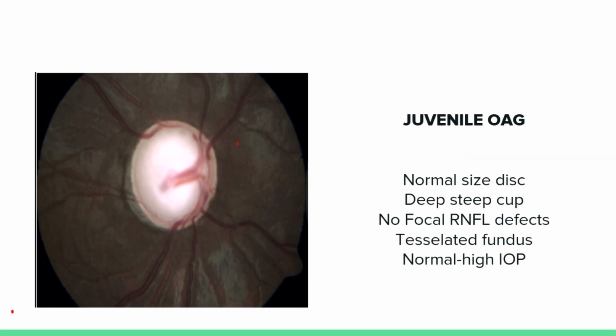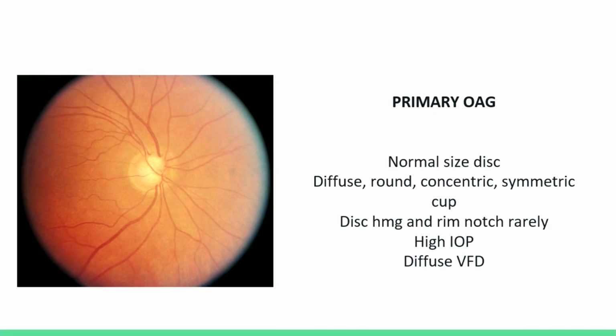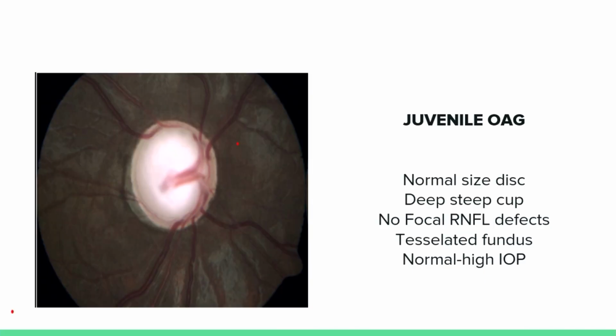Now moving on to juvenile open angle glaucoma. The disc is normal in size with a deep steep cup, and there are no focal RNFL defects, a tessellated fundus with a normal to high IOP. Many times you see a large disc with juvenile open angle glaucoma. Shown is also a large disc.